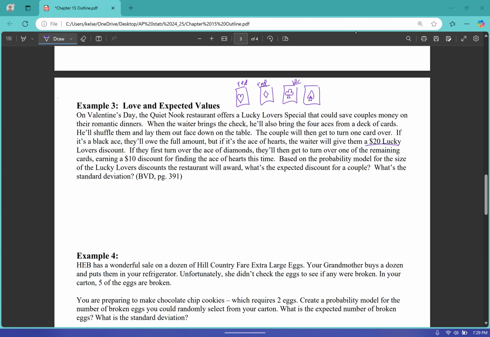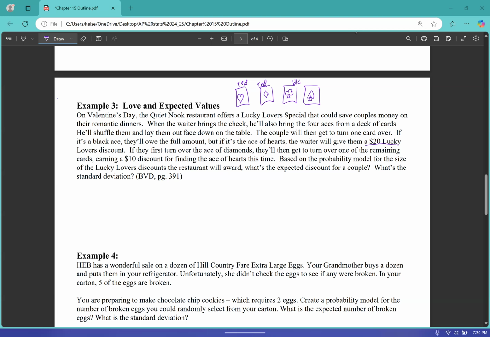So the first thing we have here is on Valentine's Day, the Quiet Nook restaurant offers a Lucky Lovers special that could save couples money on their romantic dinners. When the waiter brings the check, he'll also bring the 4 aces from a deck of cards. Remember, you have the Ace of Hearts, Ace of Diamonds, clubs, and then spades. The heart and the diamond are red, and the spade and the club are black. So he will shuffle them and lay them down, face down on the table, and then the couple will get to turn one card over.